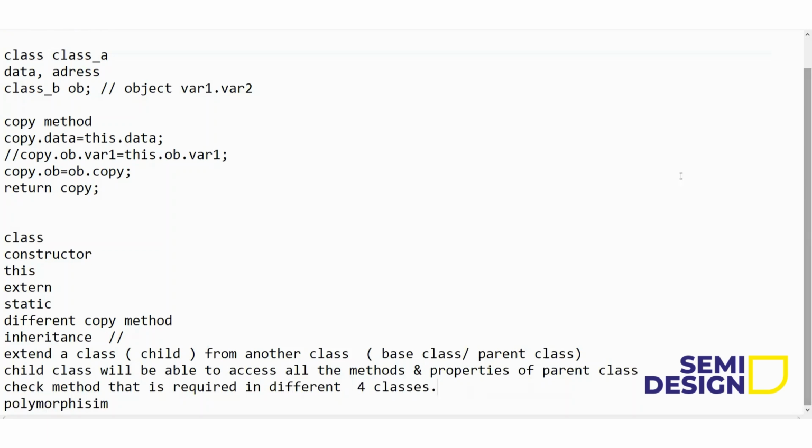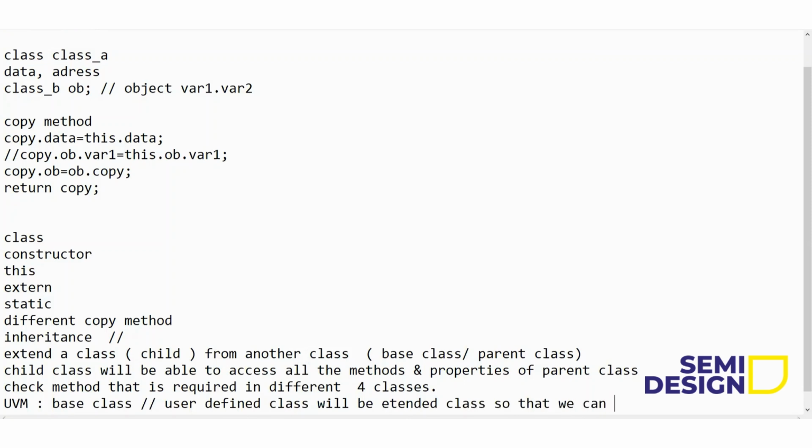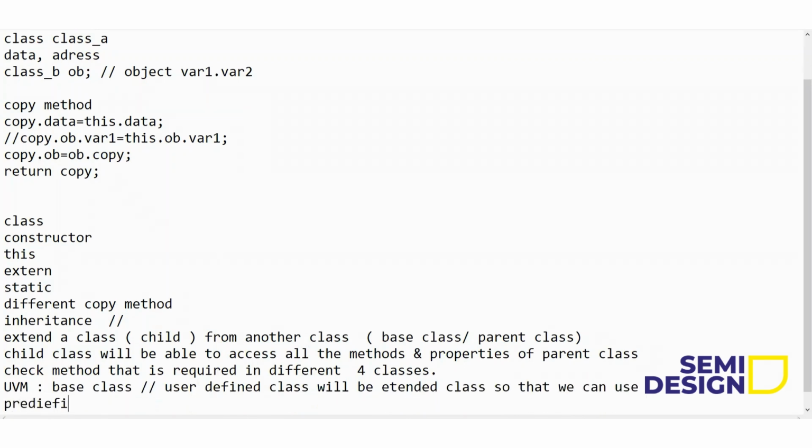In SV we will not be using that much. But if we move to UVM, whatever the library is stored inside the base class. Whatever the user defined class, like you will be defining, that will mostly be an extended class. The user defined class will be an extended class so that we can use redefined methods. So this is the advantage of inheritance.